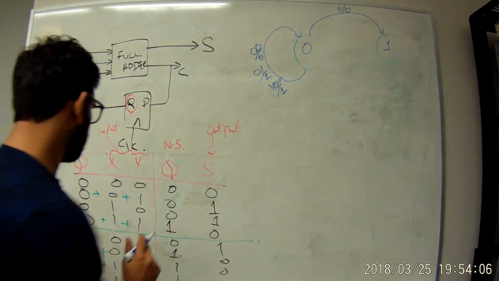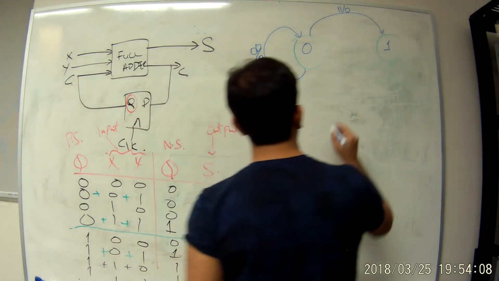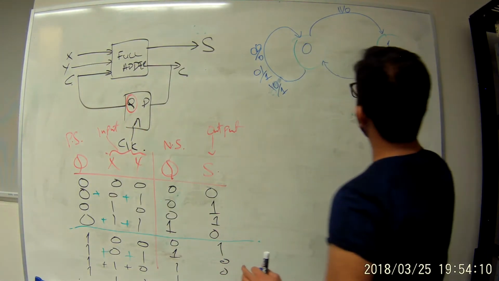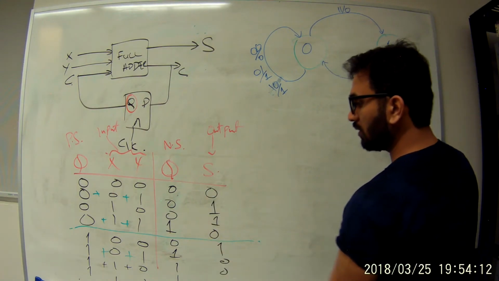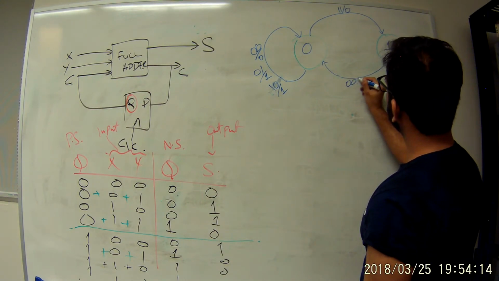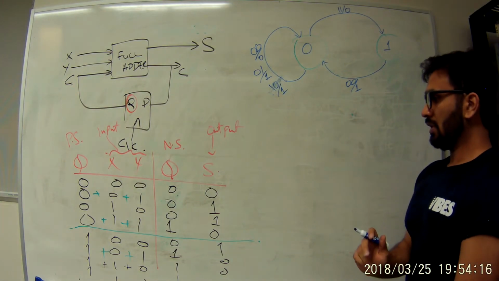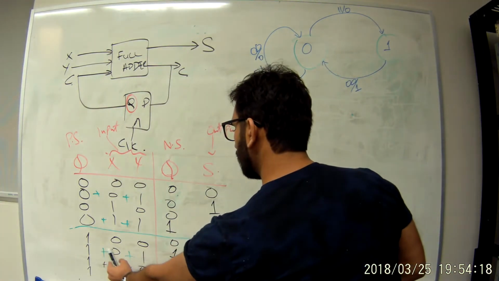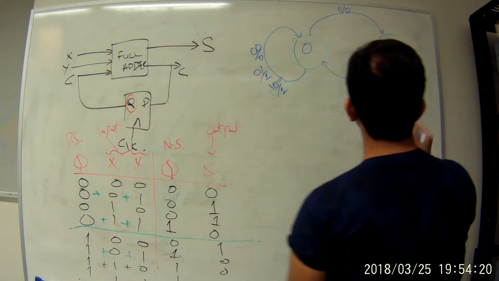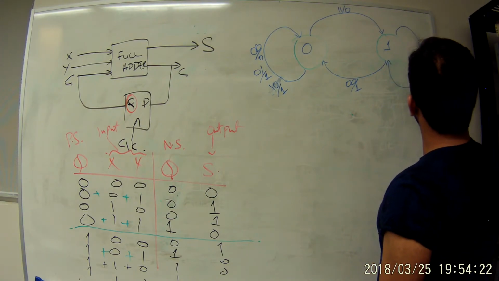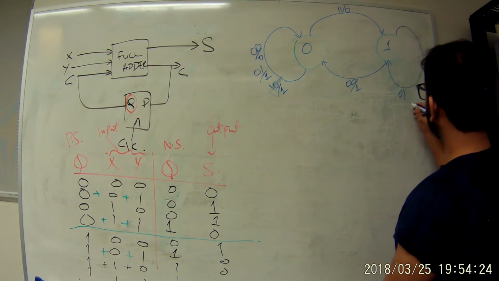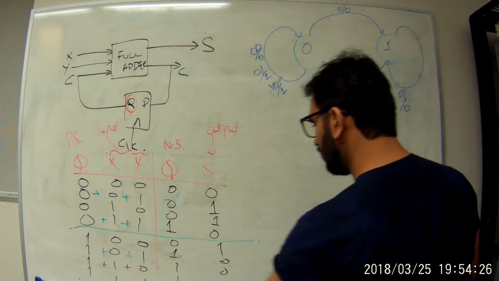For state 1, at 0, 0, we go back to the previous state, which is 0, but our sum is 1, so for 0, 0, output is 1. For the next, 0, 1, we stay on the same state, and our output is 0. Same goes for 1, 0.